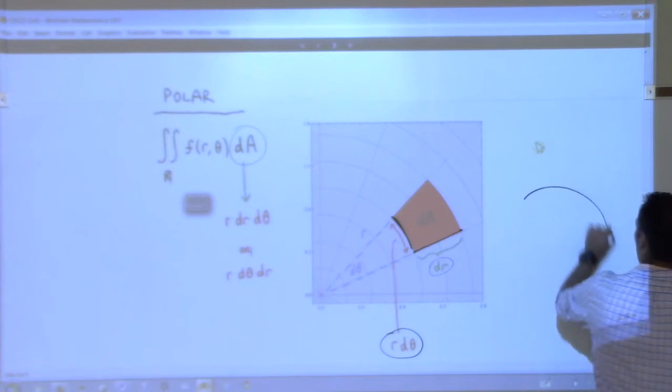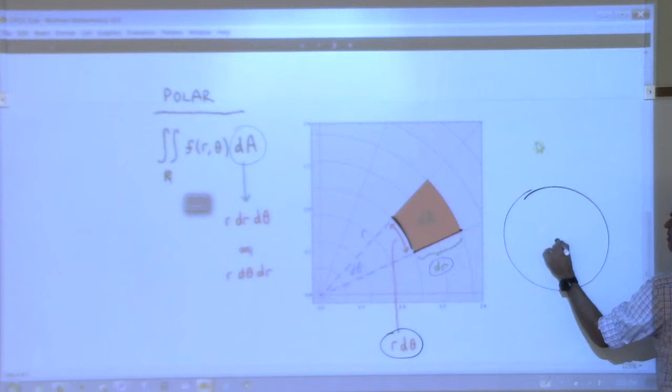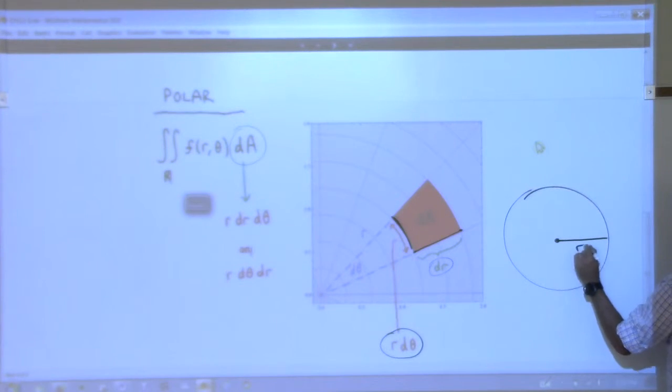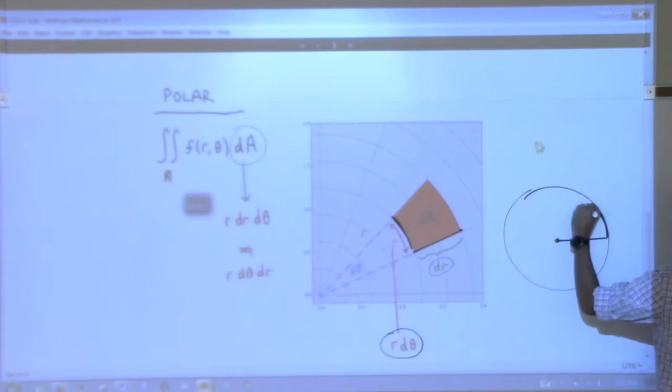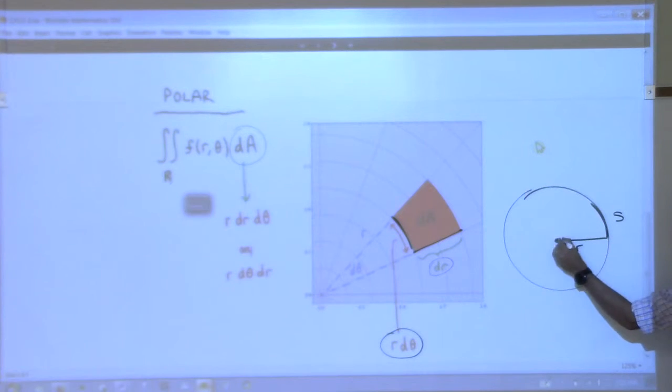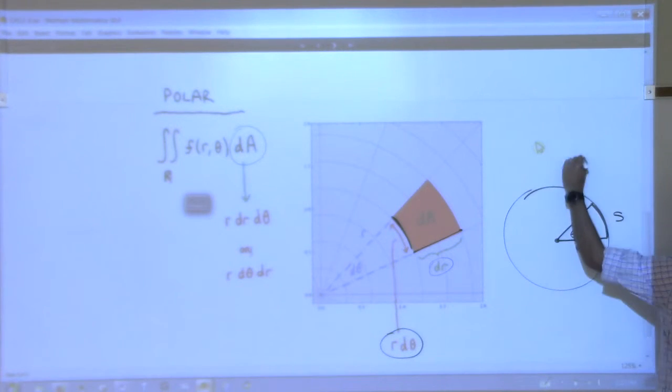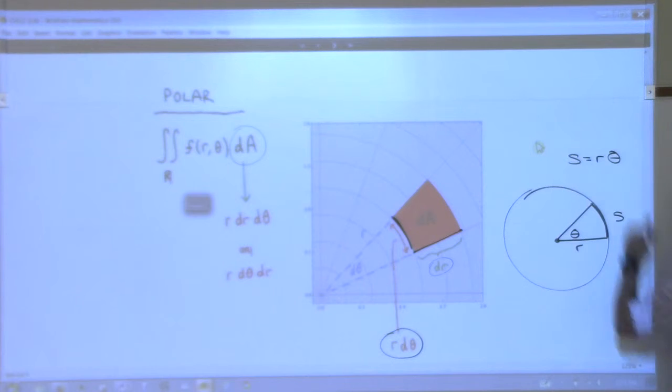Do you remember this from pre-cal? If somebody gives you a circle and they give you that this is r, and you want to know this thing we called an arc length, s, and if this is theta, that s is r theta. Do you remember that from pre-cal? It's been a long time.